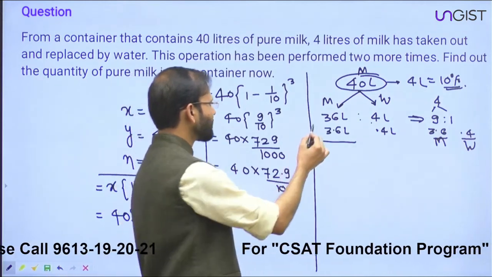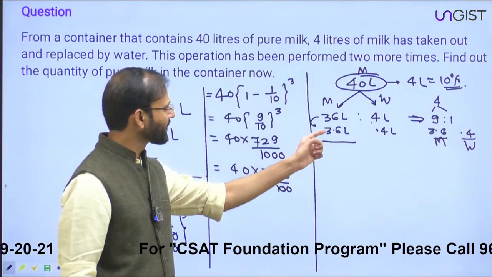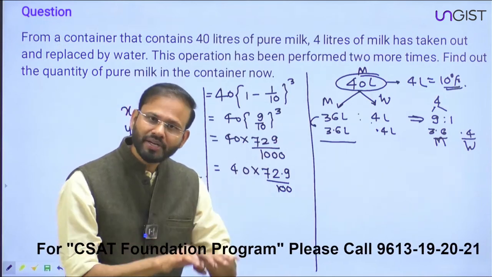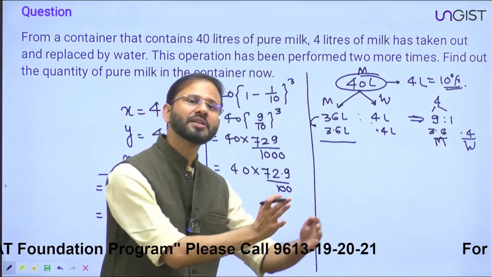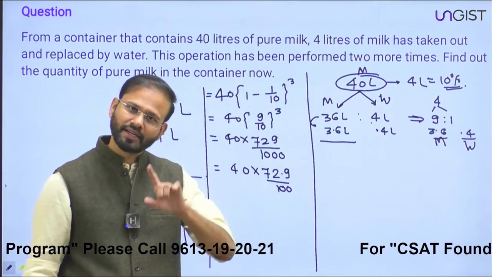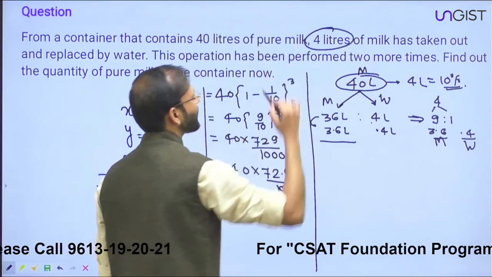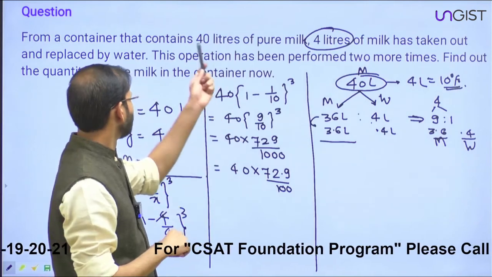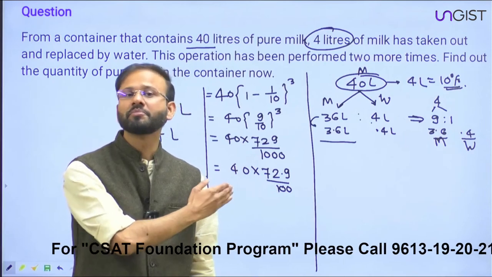Okay. After that, in the second step, the milk left was 36 liters, and now how much milk came out? 3.6 liters of milk came out. So again the milk is reduced by 10%. So what I am trying to say is, every time the milk is reduced by 10%, 10%, 10%. So this is actually the successive decrement of 10%, 10%, 10%. Clear? I just want you to see how much quantity is taken out the first time. Whatever the percent is, in comparison to 40 this is 10%. So every time the milk will be reduced by 10%.